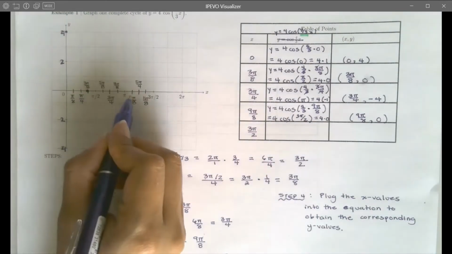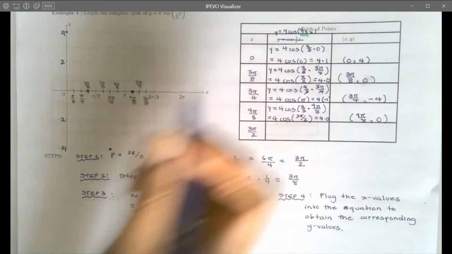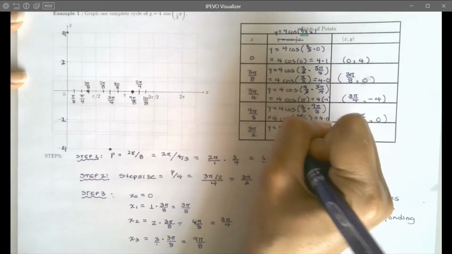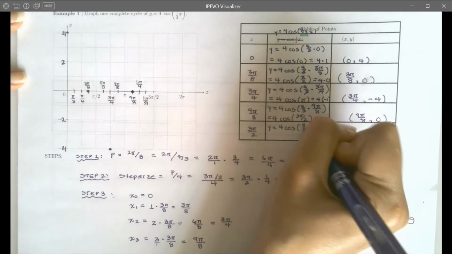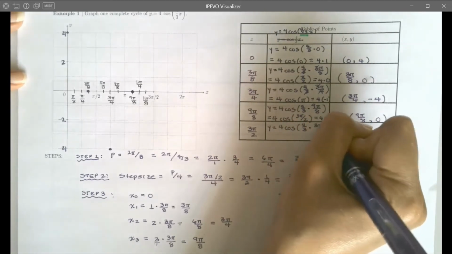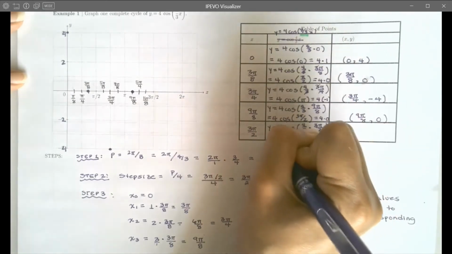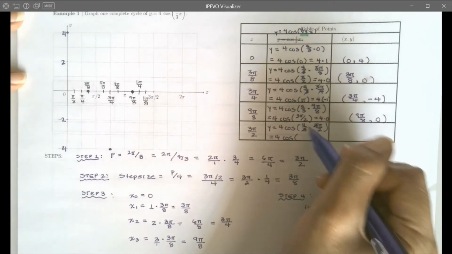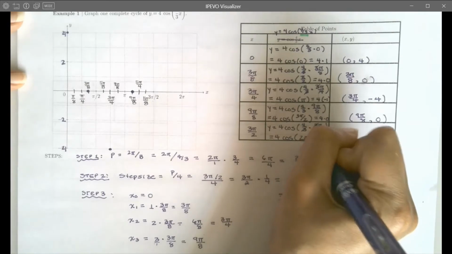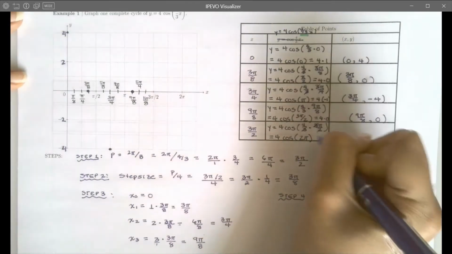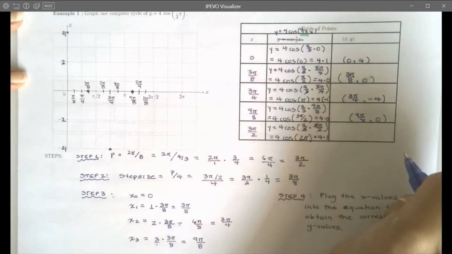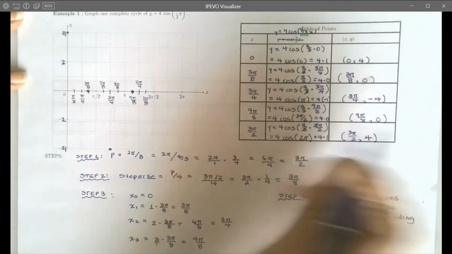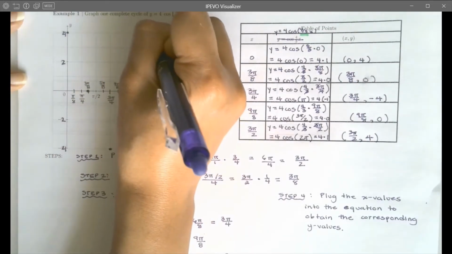Okay, here is 9 pi over 8, and 0 means we stay on the x-axis. Last one is 4 times cosine of 4/3 times 3 pi over 2. That means we have 4 times cosine of, the 3's cancel, 4 divided by 2 is 2, so we get 2 pi, and cosine of 2 pi is 1. So we get 4 times 1, and that is 3 pi over 2, comma 4. Okay, so here is 3 pi over 2, comma 4.